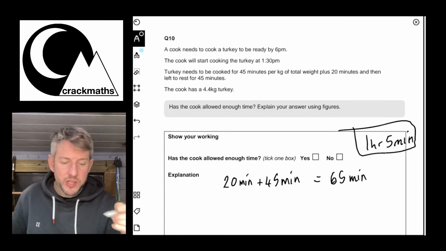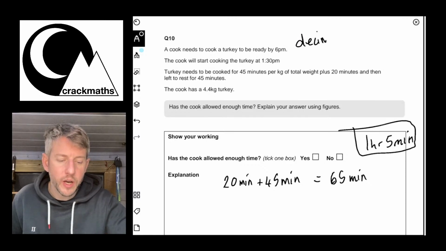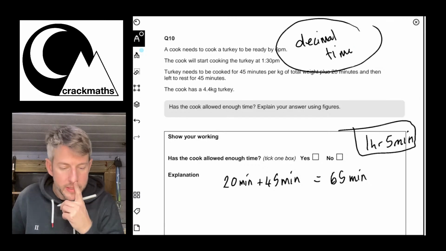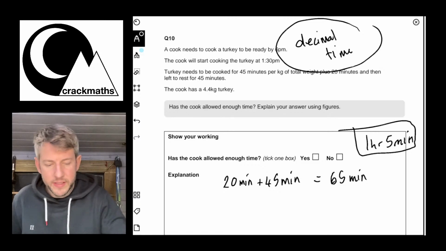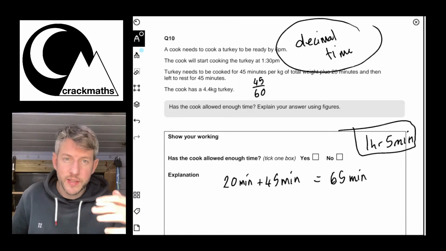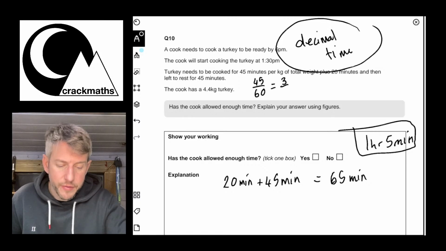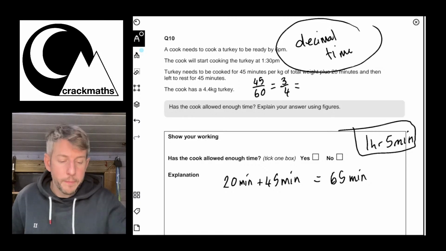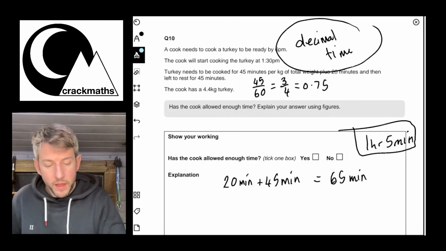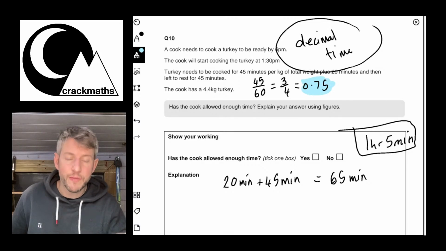So it needs 45 minutes per kg of weight. So I'm actually going to start working here in decimal time, because this is going to be much easier for this calculation. So 45 minutes is 45 minutes of an hour. So it's 45 out of 60, which we also call 3/4. It's 3/4 of an hour. 3/4 means 0.75 as a decimal. So we know that for every kilogram, we get 0.75 of an hour.